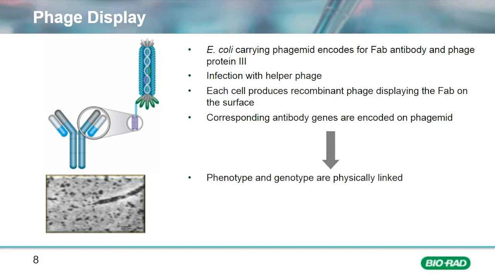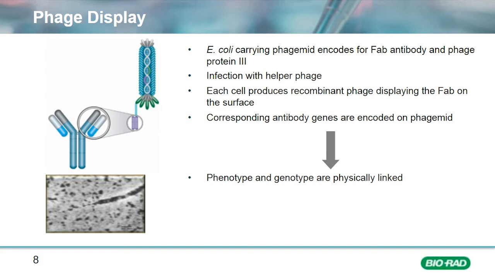3 rounds. And the net effect of this process is to take your incredibly diverse library from a very large non-biased library all the way down to a much smaller library which is full of binders which are highly enriched for phage displaying antibody fragments which recognize that customer protein of interest.